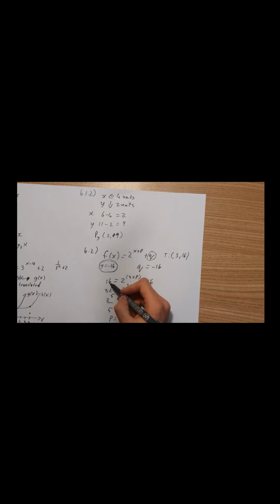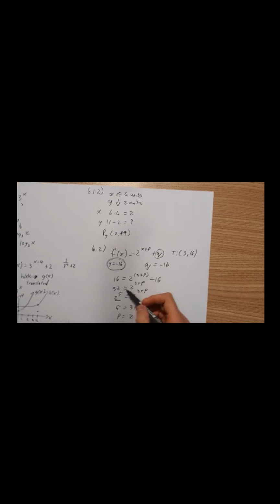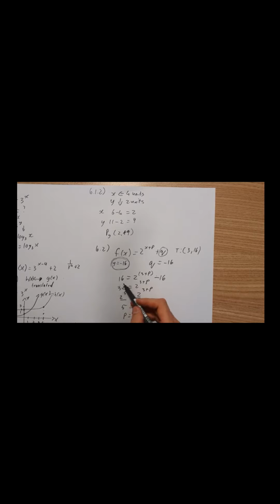You could have also used your log rules in order to sort this out, but then you would have to log on this side as well. But you can see that it's easier to find that 32 can be broken up into 2 to the power of 5. They have a common base of 2, and therefore we can drop them and solve for p. And that's how we go about doing this question.